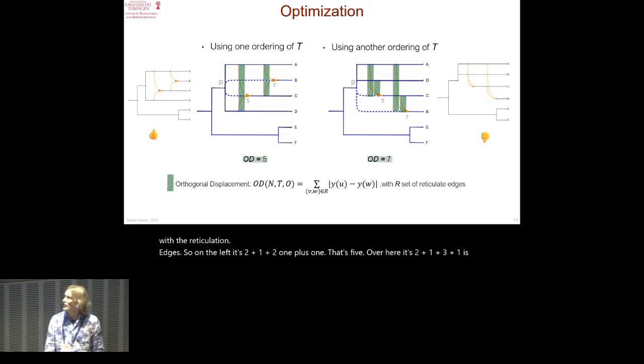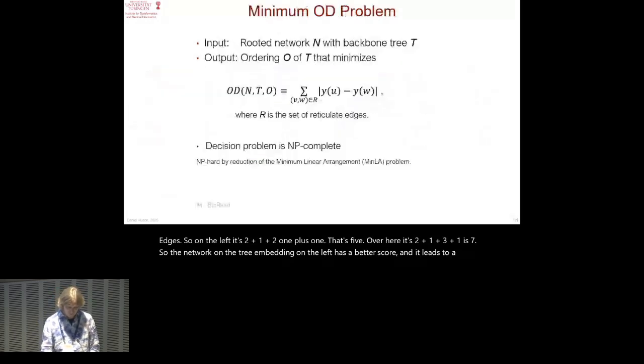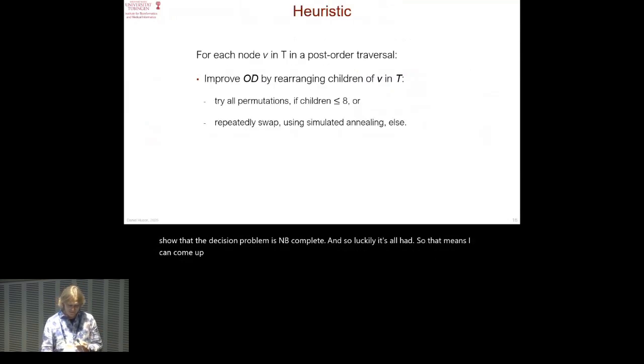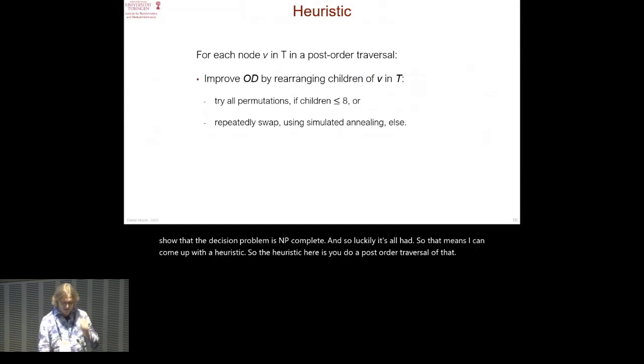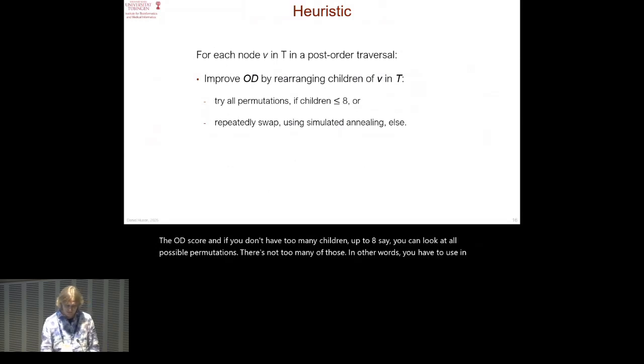So the tree embedding on the left has a better score, and it leads to a nicer drawing of the network. And so you can set that up as a computational problem. You can show that the decision problem is NP-complete, and so luckily it's hard, so that means I can come up with a heuristic. The heuristic here is you do a post-order traversal of that backbone tree, and then for each node you rearrange the children in an attempt to minimize the OD score. And if you don't have too many children, up to 8, say, you can look at all possible permutations. There's not too many of those, and otherwise you have to use, and here I'm using, simulated annealing.